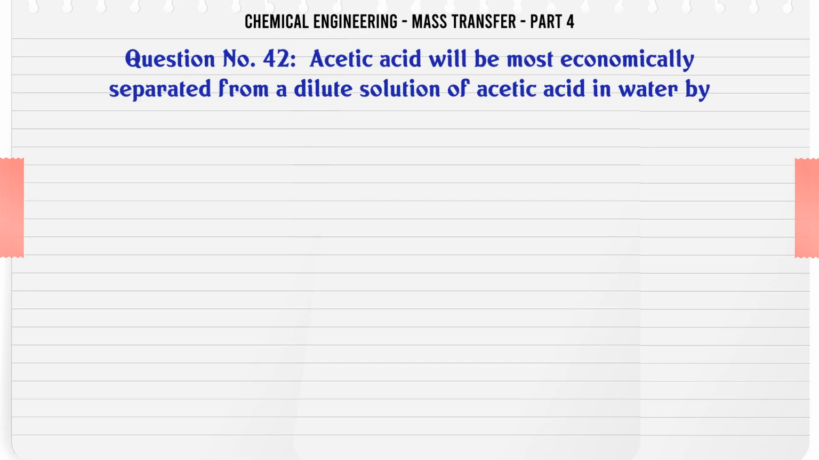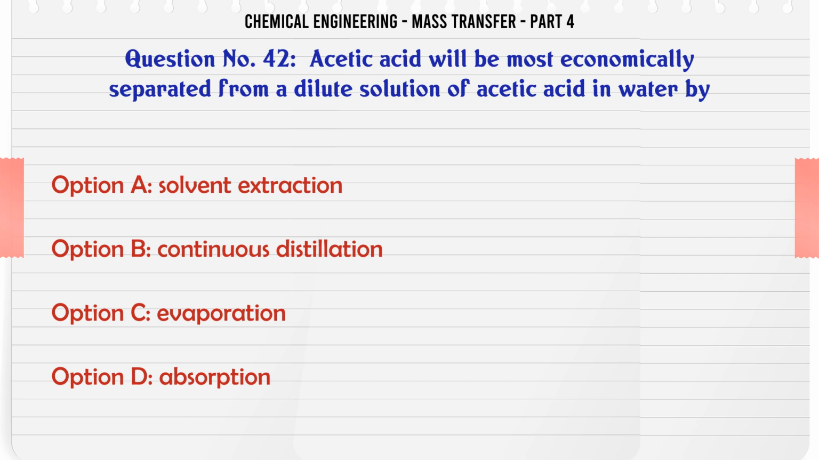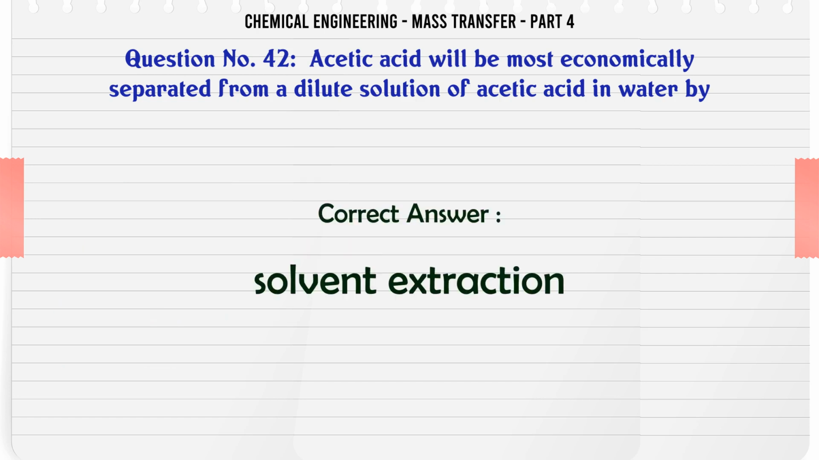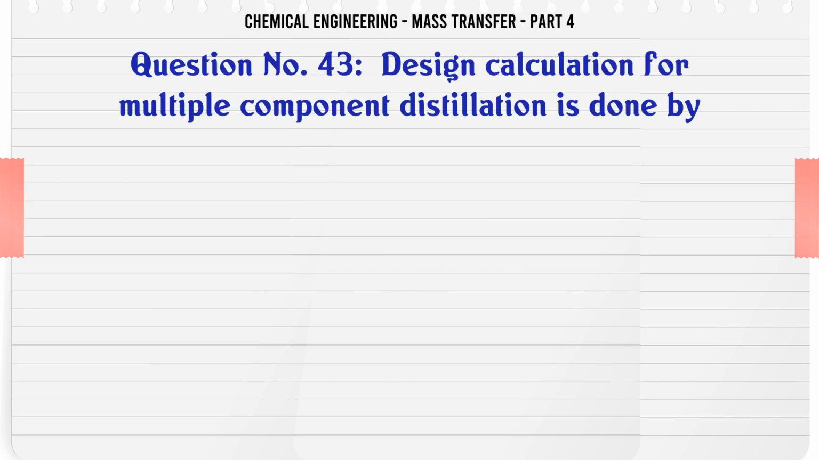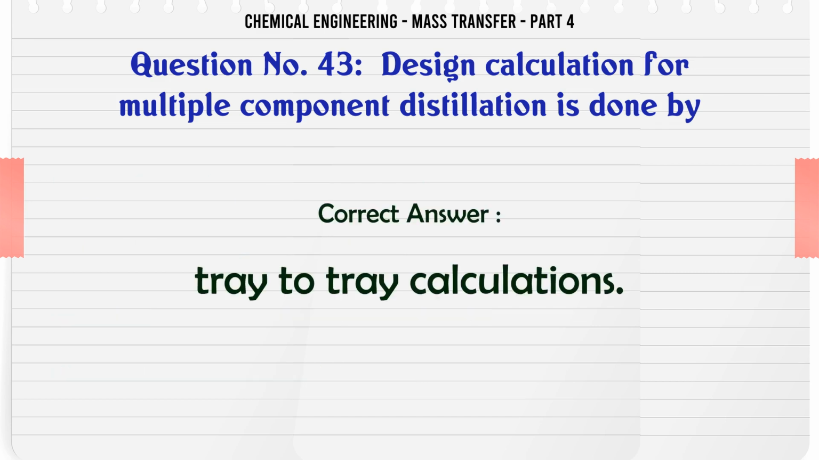Acetic acid will be most economically separated from a dilute solution of acetic acid in water by A. solvent extraction, B. continuous distillation, C. evaporation, D. adsorption. The correct answer is solvent extraction. Design calculation for multiple component distillation is done by A. Ponchon-Savarit method, B. McCabe-Thiele method, C. enthalpy concentration method, D. tray-to-tray calculations. The correct answer is tray-to-tray calculations.